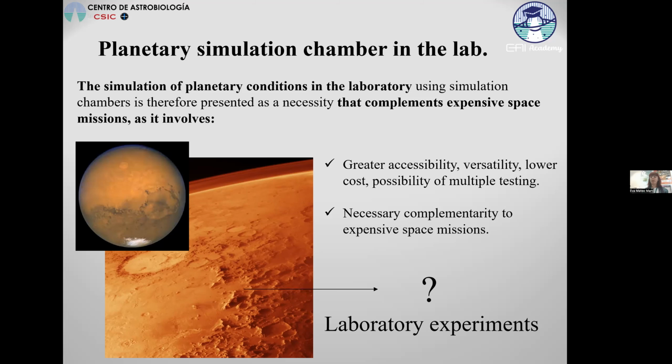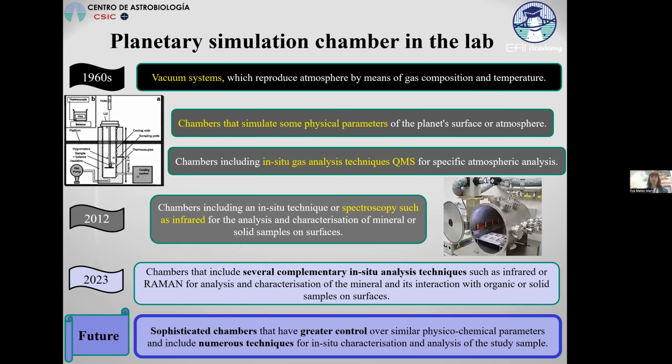If we look at a bit of history of the planetary simulation chambers, we could go back to the 1960s, where the first simulation chambers were a simple vacuum system which tried to reproduce the atmosphere by gas composition and temperature. Those systems were evolving and then the chambers were simulating some physical parameters. And there was also some implementation with in-situ gas analysis techniques.